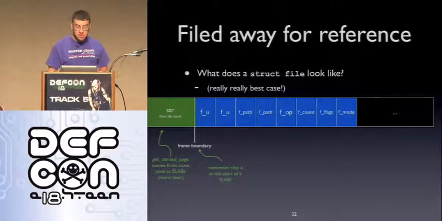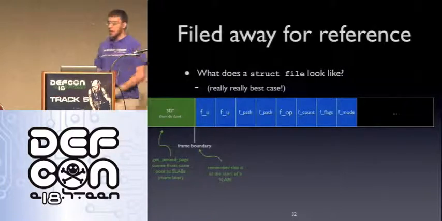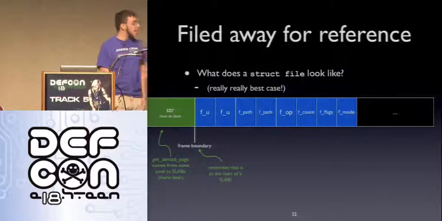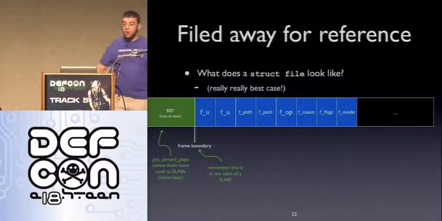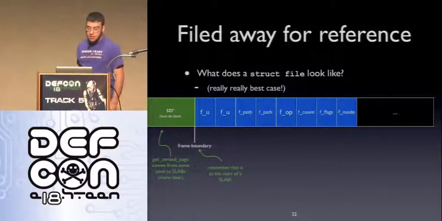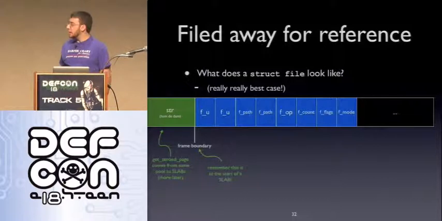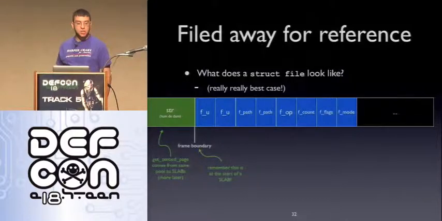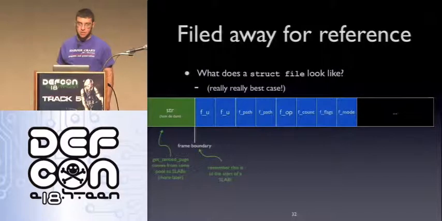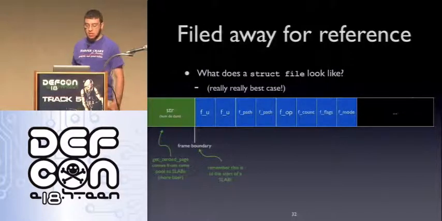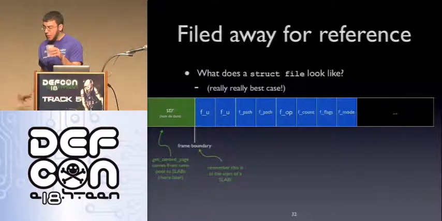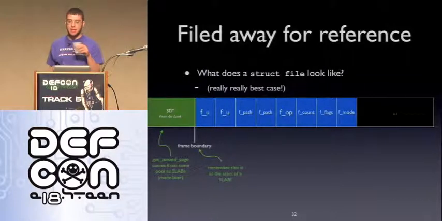So what's the really, really best case? Well, the really, really best case is that our string just so happened to line up before our struct file. It's at the start of a slab, and it came from the same kernel pool that the slab allocator grabs from. The slab allocator uses get zeroed page or something very much like it, and the sysfs buffer allocator uses get zeroed page. By the way, I'm going to talk a little bit more about that frame allocation mechanism in a moment.